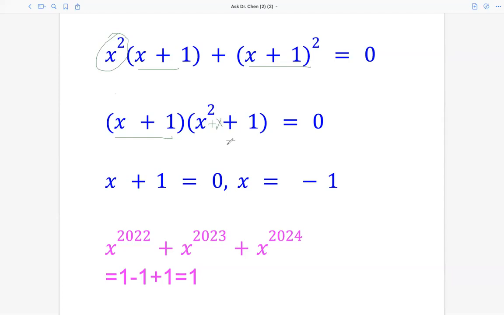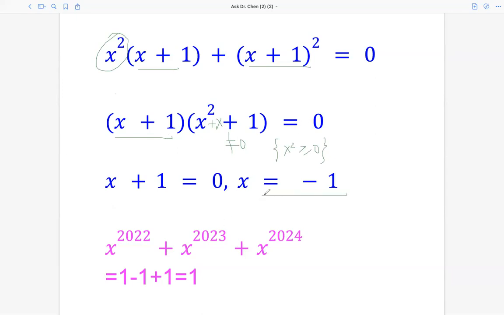Right, and this one will never be 0 in the real number world, real numbers. So remember what a real number is? A real number means a number that, when you square it, has to be at least 0. Right. So for x squared plus x plus 1, we will get an imaginary number. So x plus 1 equals 0, right? So that means x equals -1.